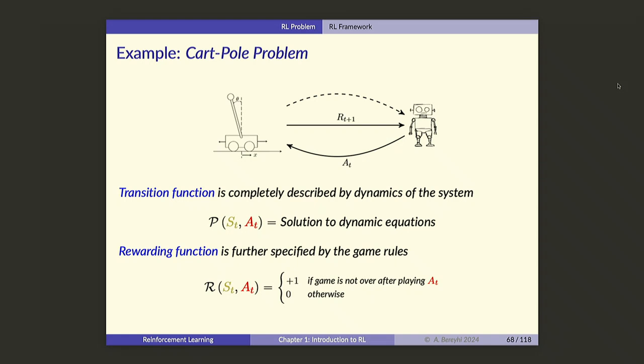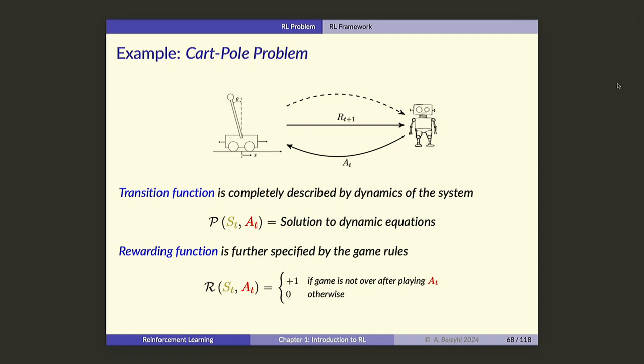RL environment. What is the transition function? Again, as I told you, basically this is the solution to the dynamics, right? So you write down Newton's laws, and then you just find out what is the next angle and what is the next distance, right? So you can say what is the next state, given that you know what is the current state and what is the action that you are doing.